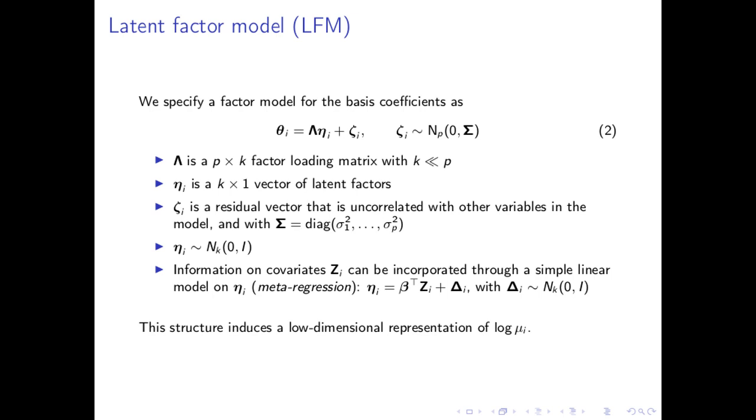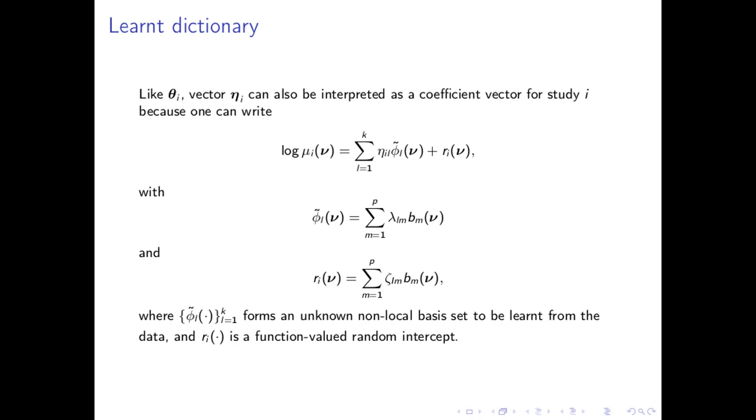So if we have covariate information, we can include it in the model, and it impacts the foci in a sort of indirect way because it affects the latent factors. Now, so far we are building a hierarchical model, right? So we have our sampling distribution, then we have the representation for the intensity and the latent factor model on the basis function coefficient. Now, this structure induces a low-dimensional representation of the log mu I, which we really want because of the dimensionality of the problem. And you see it here.